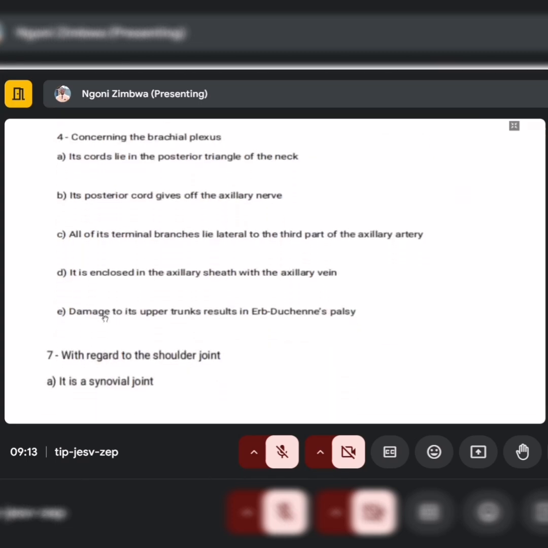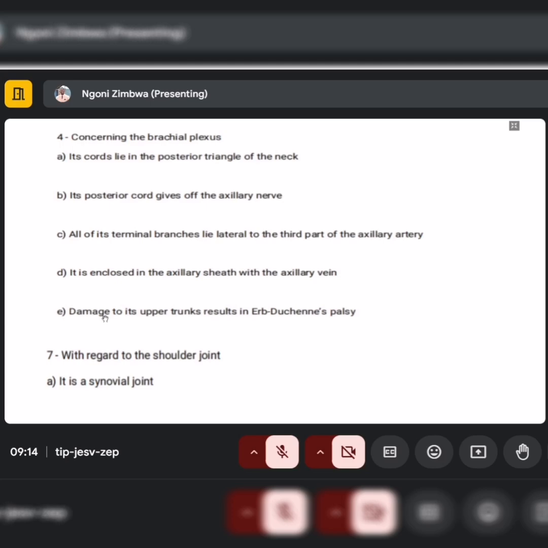Now, question 4. Concerning the brachial plexus. A, its cords lie in the posterior triangle of the neck. True or false? False, right? You only have the roots, the trunks, and the divisions lying in the posterior triangle of the neck. And the cords and the terminal branches lie in the axilla. That is false.